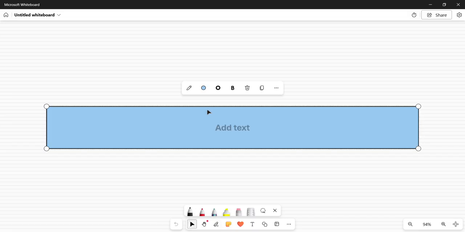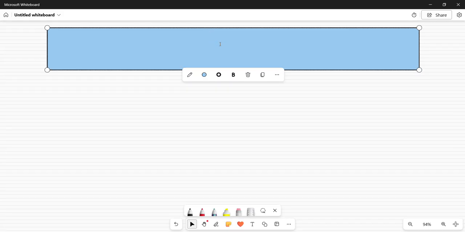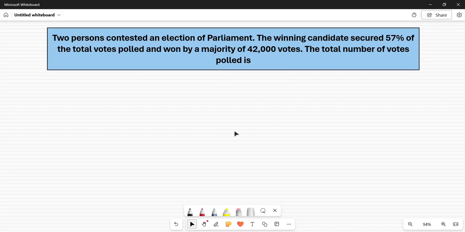Let me take a fresh whiteboard. Two persons contested election. The winning candidate secured 57% of total votes and won by a majority of 42,000. So now, yeah. Two persons contested. He secured total votes. So it sounds everything is valid.